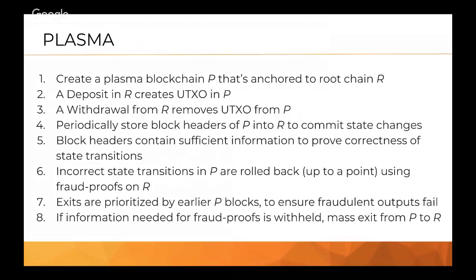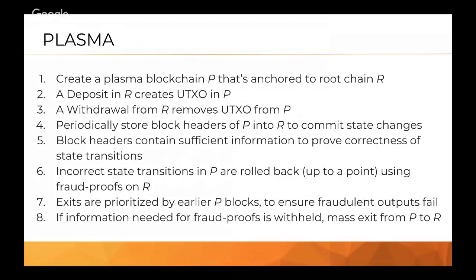You have two chains: a root chain, which would be, for example, Ethereum, and another chain on top of it. A deposit in the root creates an unspent output in the plasma chain, and a withdrawal removes it. Periodically, the block headers of the plasma chain are stored into the root chain, which have sufficient information to prove that everything is correct. If something is incorrect, it can be detected and proven using something called fraud proofs, which are essentially methods on the root chain. The cool thing about this is that if there is a malicious operator and they withhold any blocks, people can exit the plasma block into the root block, and their funds are still safe.